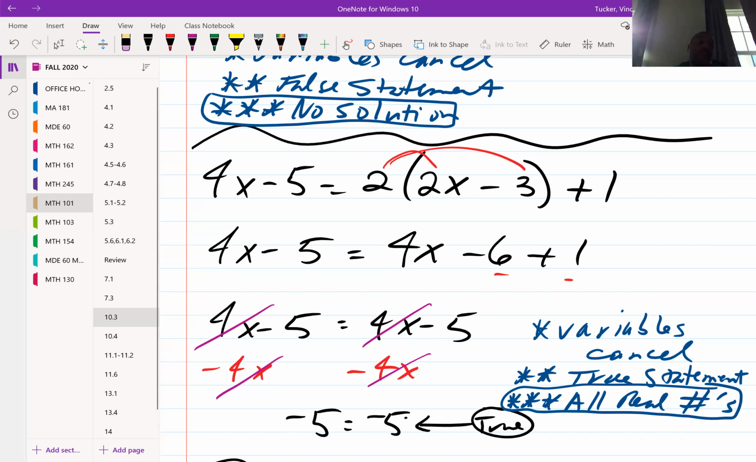So on the one previous to this, there's no value that you can plug in for x to make that a true statement. Remember, that's what our solutions are supposed to do. Plug it into the equation to create a true statement. So there were no values that can do that for the first one. And then for this second one, you can plug in anything and it'll work.